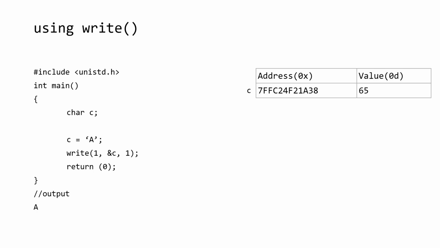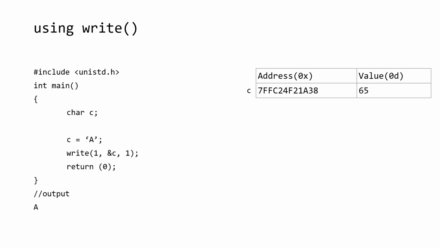So now we will call the write function. The first argument, 1, will send whatever it has processed to the standard output. The second argument, ampersand c, would be the starting address of where this write function should process whatever has been passed to it. And in the last argument, 1 is the number of bytes it will process.